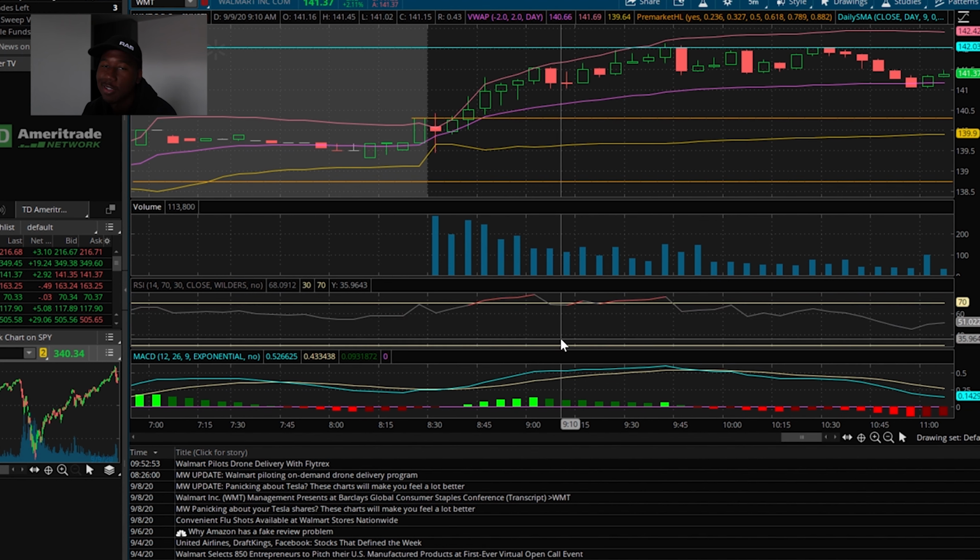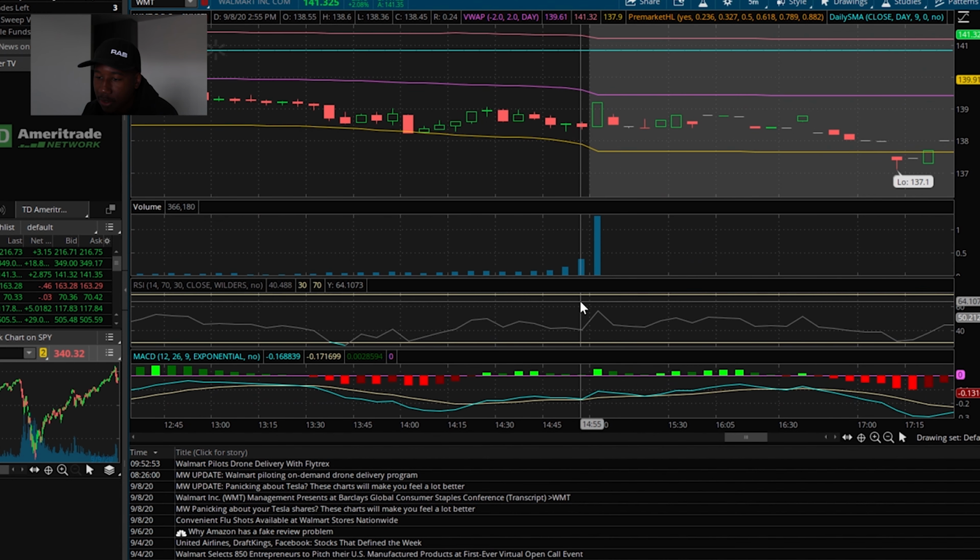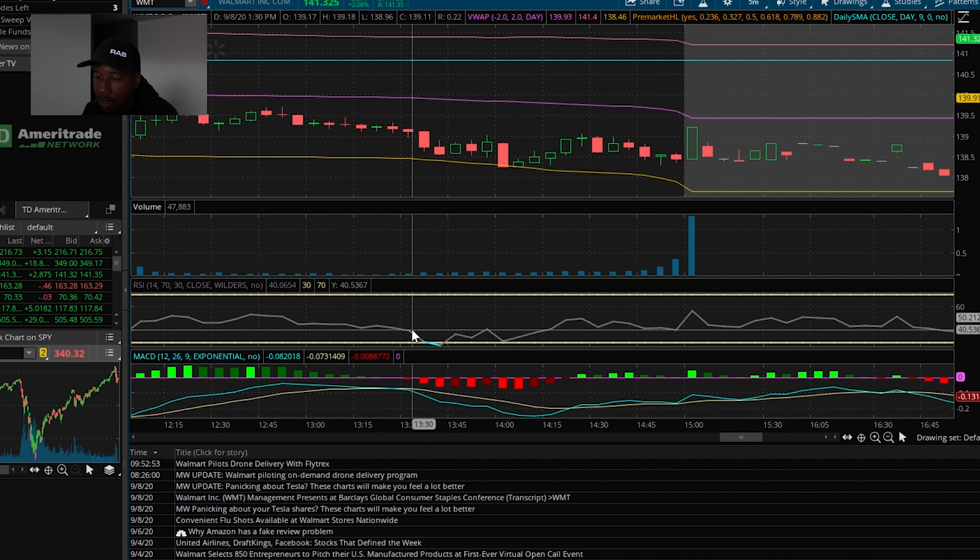Actually, let me zoom out and see if we can find a point when Walmart was oversold. You can actually see that right here yesterday, Walmart was considered oversold, and then it got bought back up above the line. And yeah, that's basically the RSI. So down here, when you see that it's oversold, may be a good time to consider buying. But again, remember, this is not the end all be all.